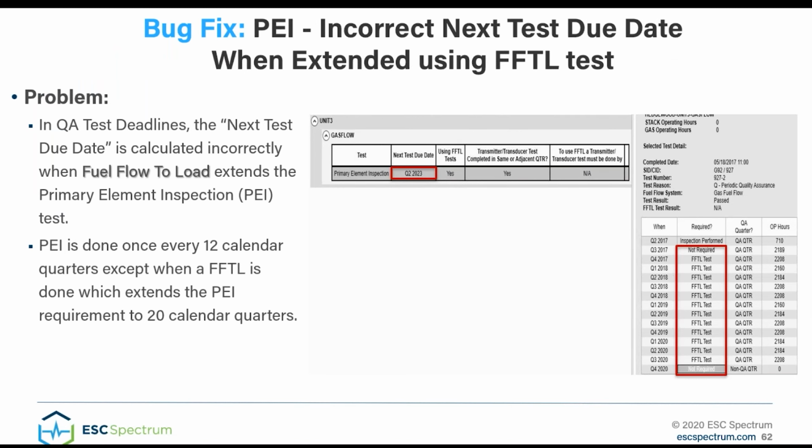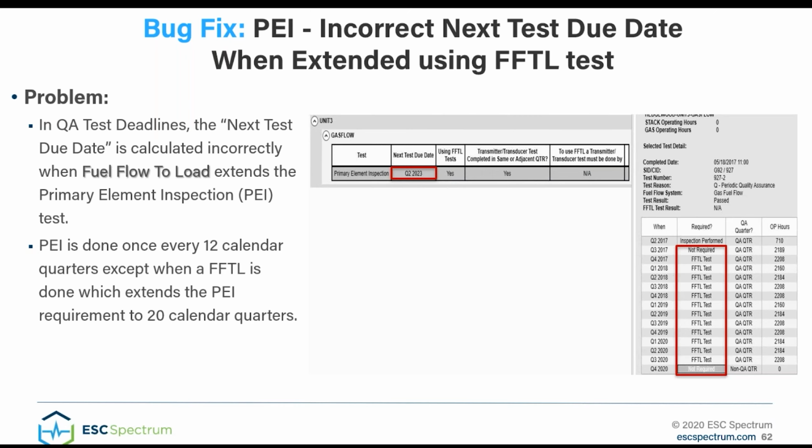PEI, incorrect next test due date when extended using fuel flow to load test. The problem was that in QA test deadlines, the next test due date was calculated incorrectly when fuel flow to load extended the primary element inspection test. PEI is done once every 12 calendar quarters, except when a fuel flow to load is done, which extends the PEI requirement to 20 calendar quarters.